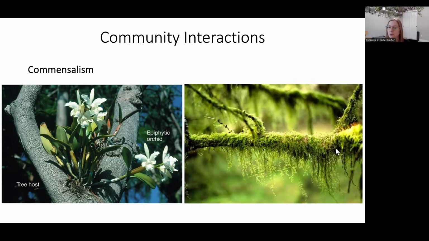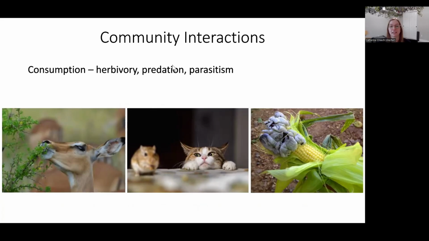Here's another example. I have all this moss here. This moss and this one all hanging down is going to be given a nice habitat, a place to grow, but we don't think it's harming the plant under it. So it's a commensalism.